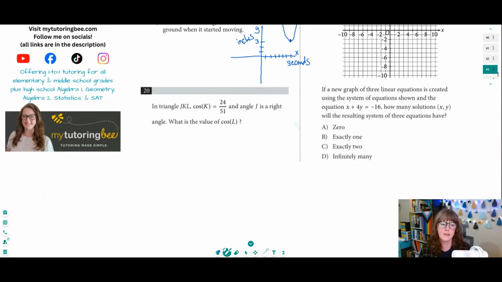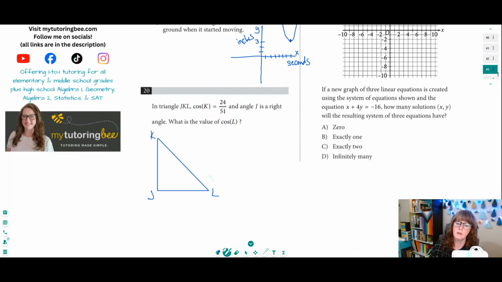All right, let's take a look at the next one, 20. In triangle JKL, cosine of K equals 24 over 51, and angle J is a right angle. What is the value of cosine of L? Okay, let's get a picture in here. They told us that it's a right triangle and that angle J is the right angle. So we'll name it JKL.